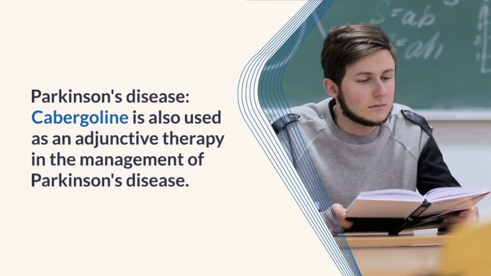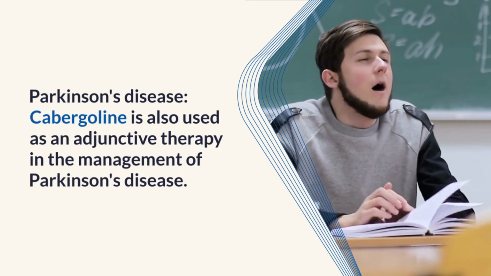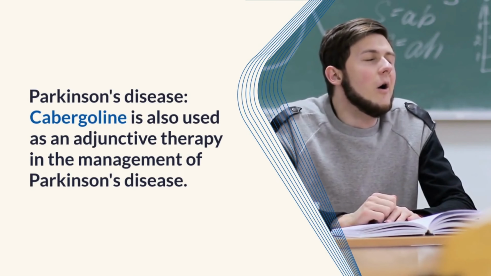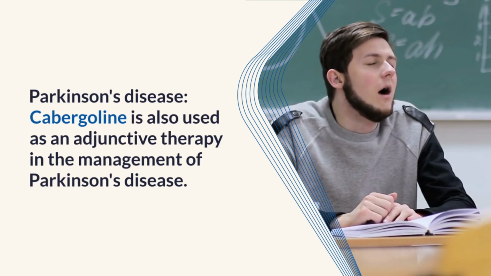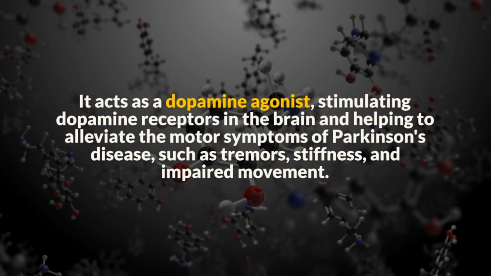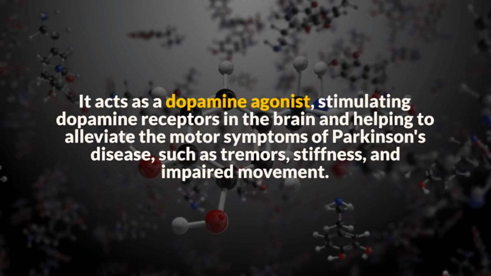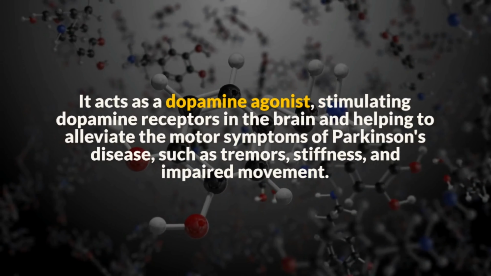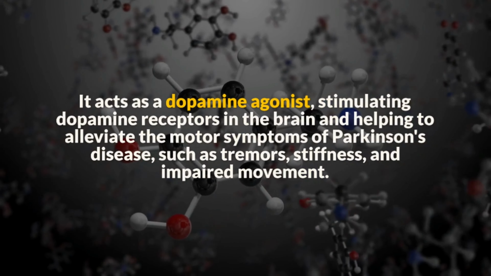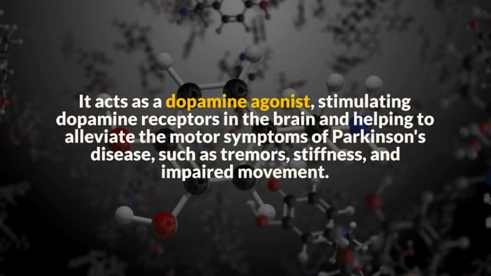Parkinson's disease. Cabergoline is also used as an adjunctive therapy in the management of Parkinson's disease. It acts as a dopamine agonist, stimulating dopamine receptors in the brain and helping to alleviate the motor symptoms of Parkinson's disease, such as tremors, stiffness, and impaired movement.